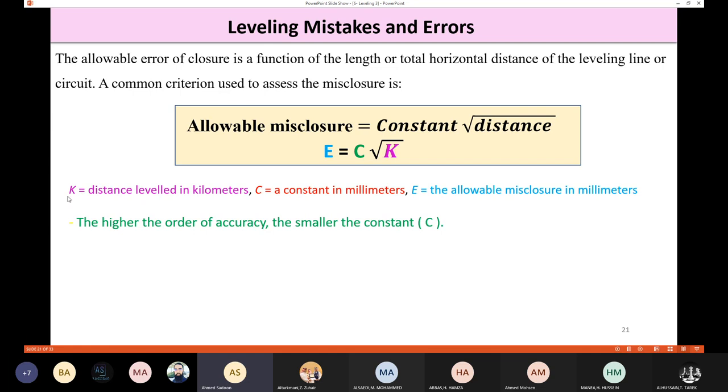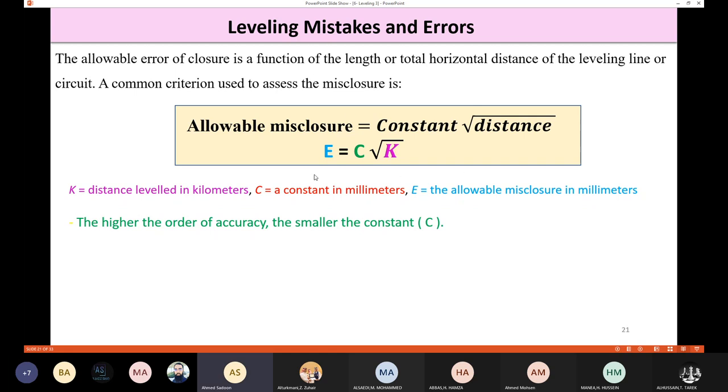So how do we determine whether the error is acceptable or not? We have this empirical formula. We're going to use this formula in order to determine whether the error is acceptable or not. The allowable misclosure or the allowable error is referred to by the letter E. And we have the constant C, and we have the square root of the distance between the first point and the last point.